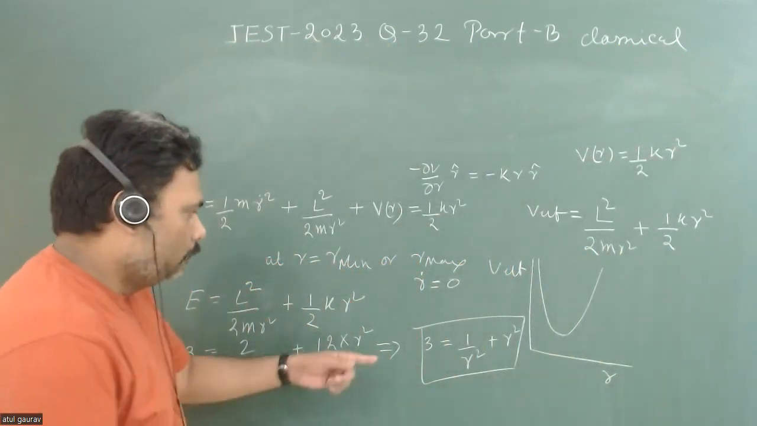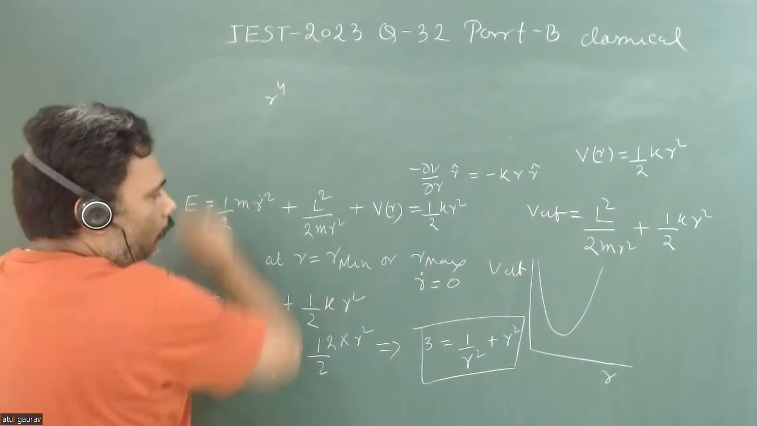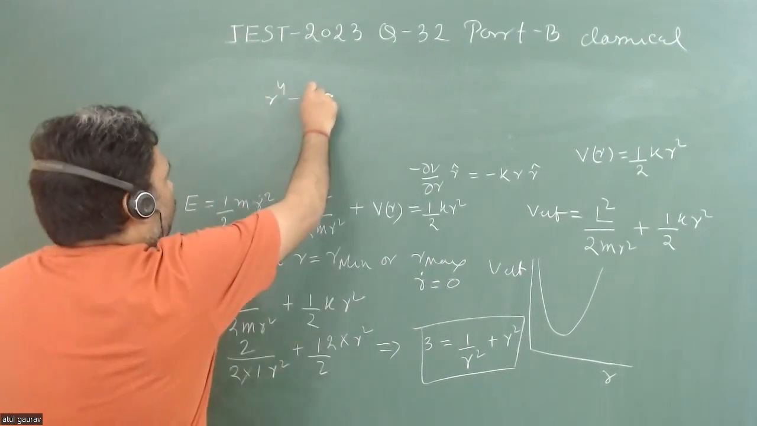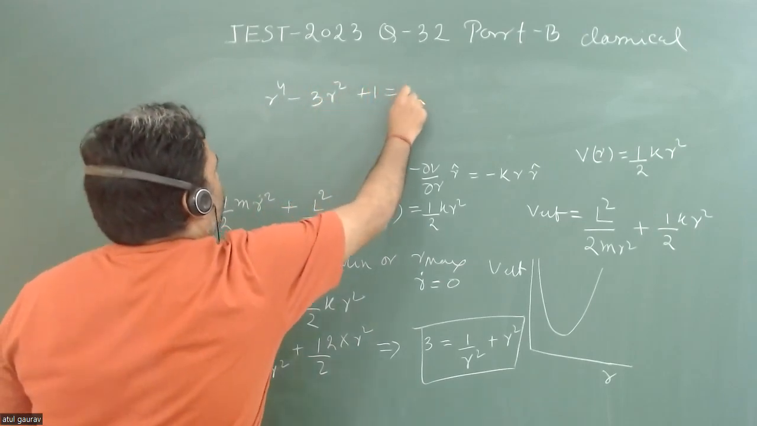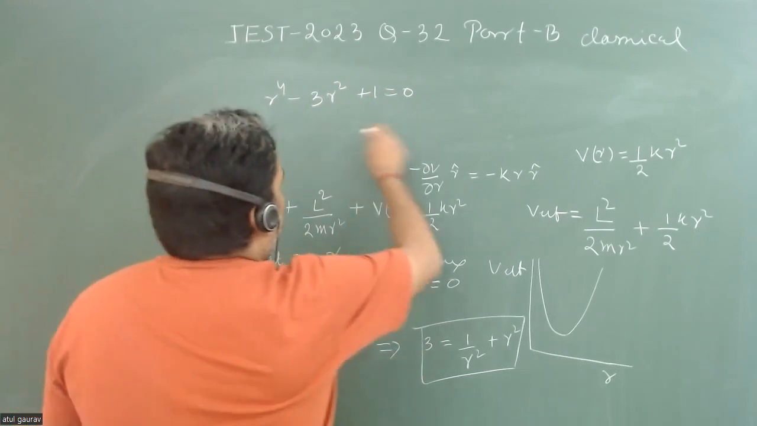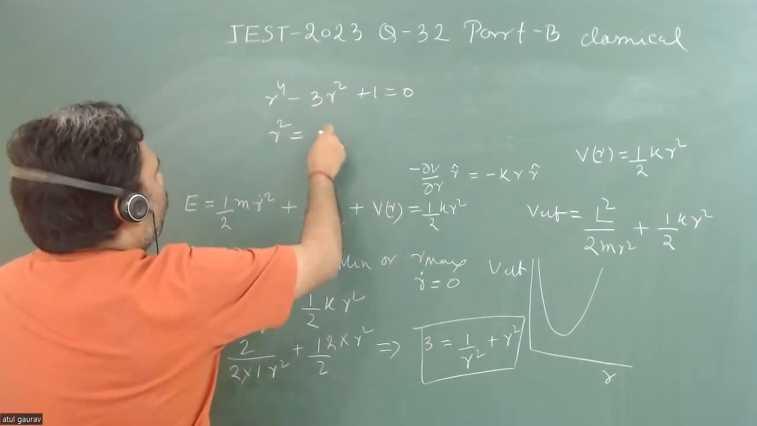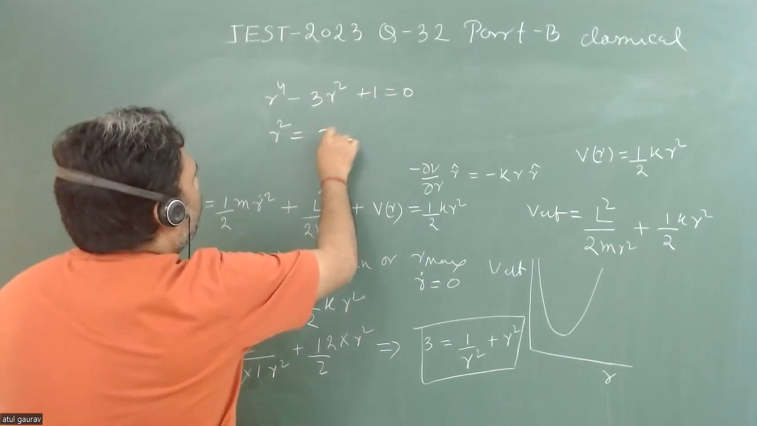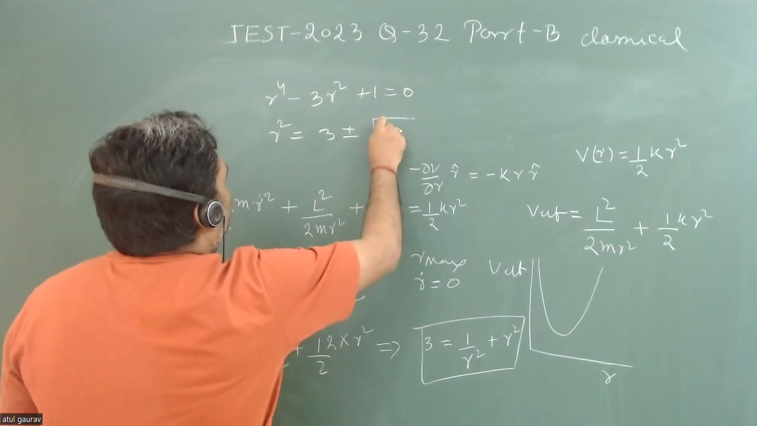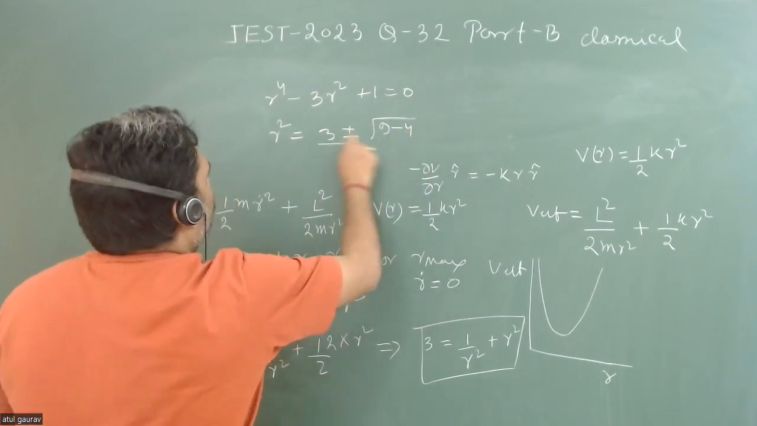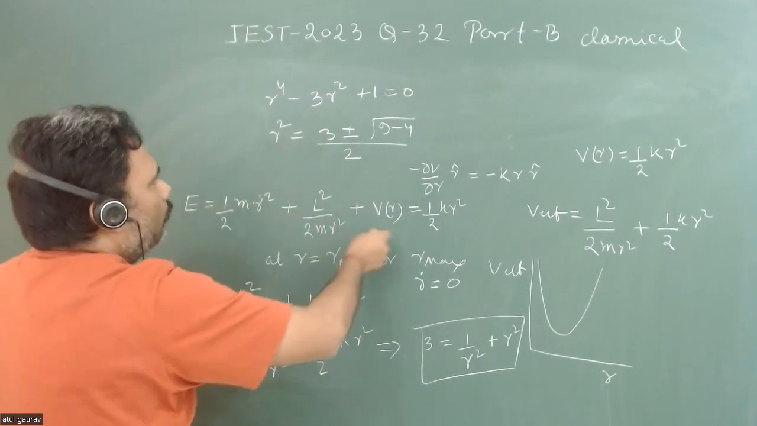So when we are going to solve this equation, r to the power 4 minus 3r square plus 1 must be equal to 0. From there, we can find the value of r square, which is equal to 3 plus minus square root of b square, that means 9 minus 4, by 2. And this value is r square.